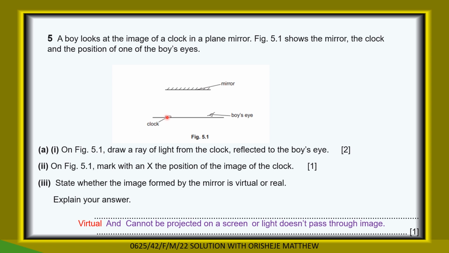So the ray leaves the clock, strikes the mirror, and is reflected to the eye, based on the principle of reflection. So you have the incident ray and then the reflected ray entering into the boy's eye. Now, just a way of remembering, the angle of incidence i must be equal to the angle of reflection r, based on the law of reflection. This is the normal, which is an imaginary line perpendicular to the surface, to the plane of the mirror.